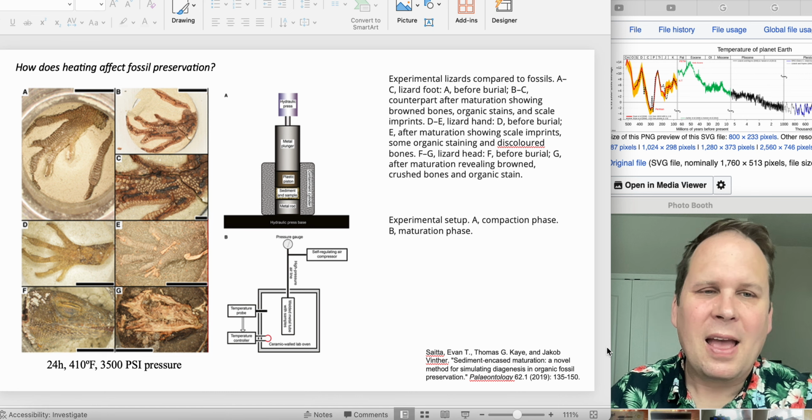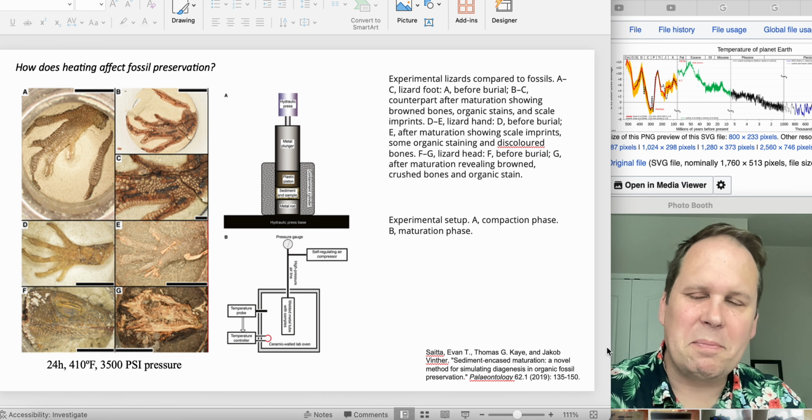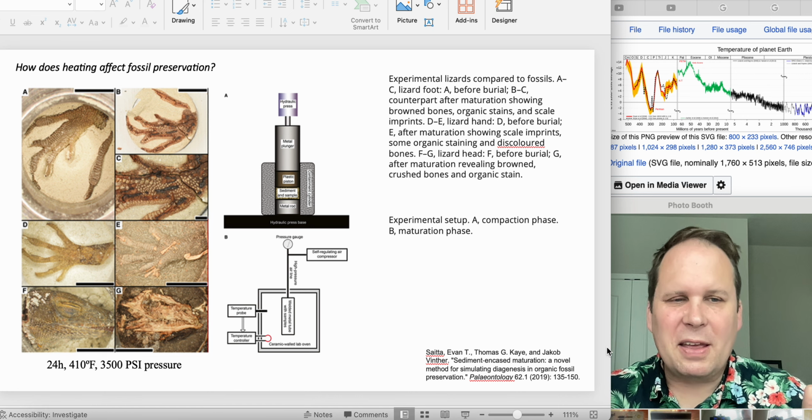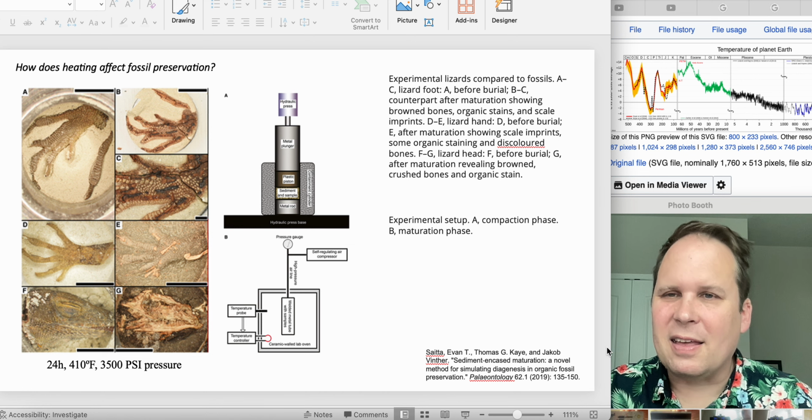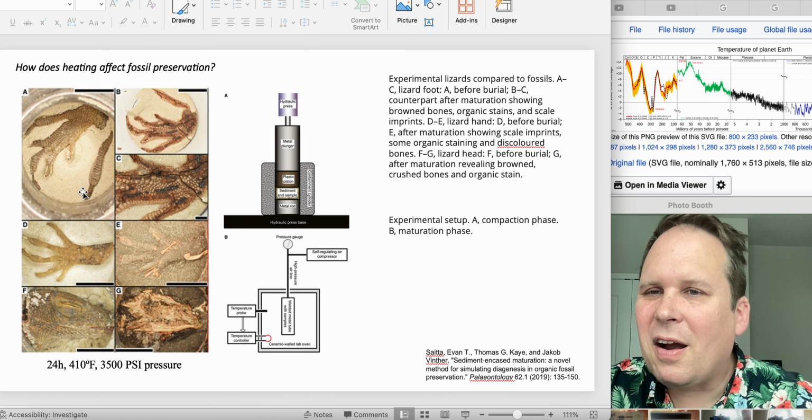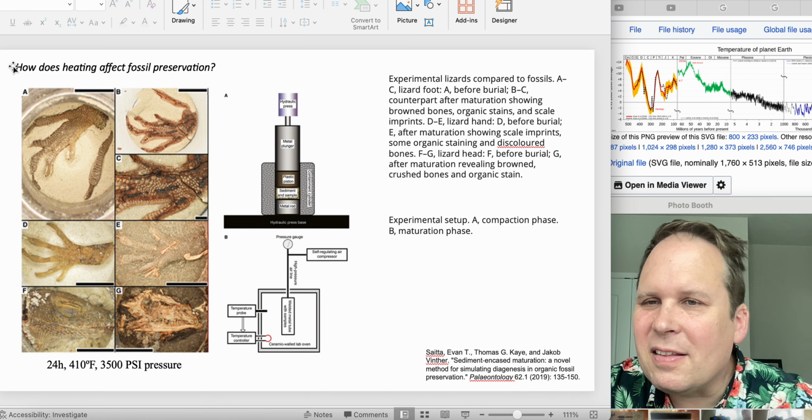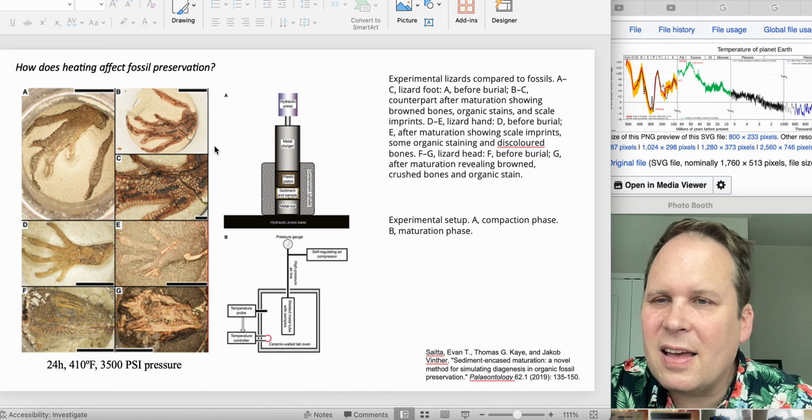Now, how do we tell paleotemperature? By looking at rocks, because that's also a thing that can be done. So here are some fascinating, look at these little things. These are fossilized lizard hands.